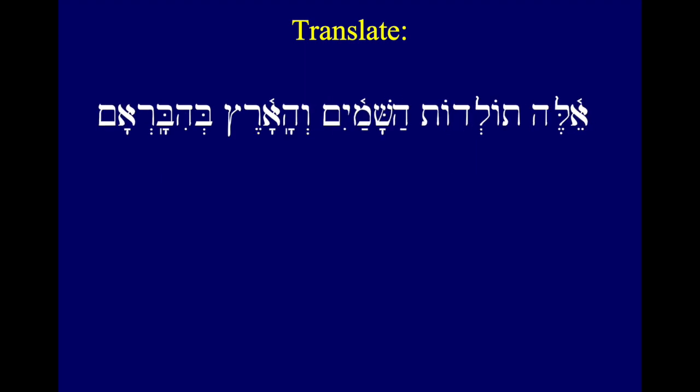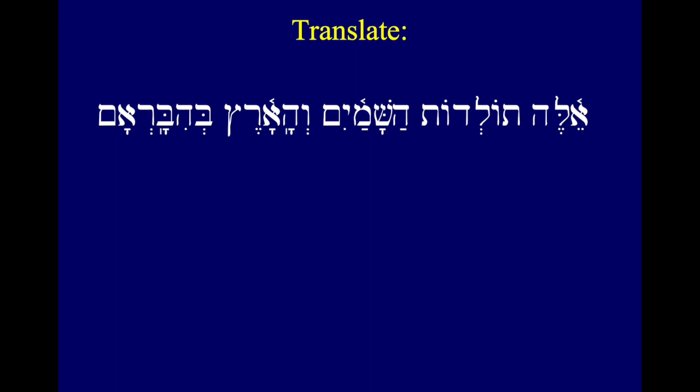Here's another example here. Elleh toledot ha-shamayim ve-ha-arets behibare'am. So elleh is the plural demonstrative. These, toledot, this is generations. Yalad means like a son or a child. And Yalad can also be the verb to bear. So yeled is a child. Yalad is the verb to bear or to beget, for a woman to give birth. Toledot means generations. Notice our ot ending, plurals, and then our tav on the front. So these are the generations of the heavens and the earth.